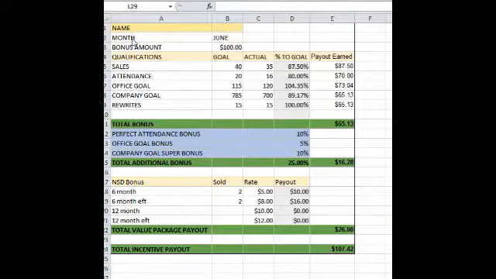So the bonus plan: every month Susan sends you guys out a grid that tells you what your goal is, your attendance, and a couple little nuances for the better for good producers and not so good for under producers. But that's the way bonus plans are supposed to work. So we'll take a sample bonus plan of $100 a month as the base bonus amount. The goal is 40, attendance is 20 days, office goal is 115, company goal is 785.